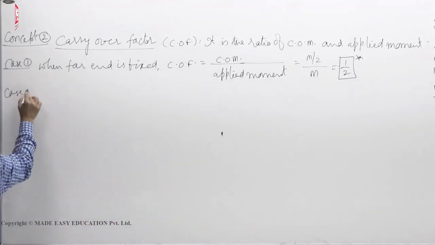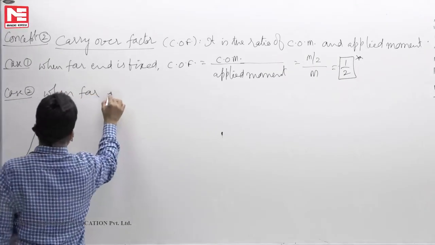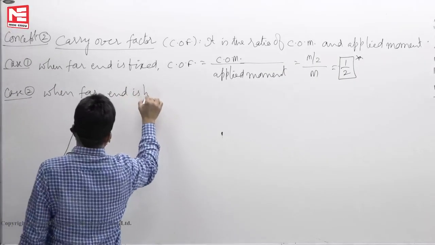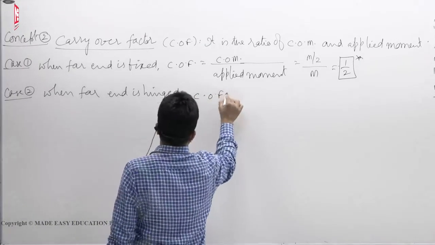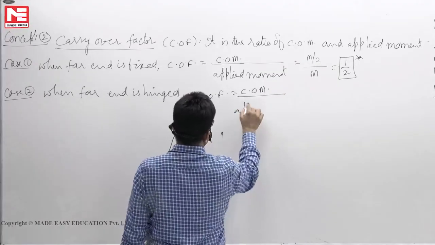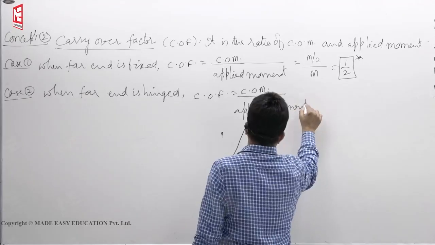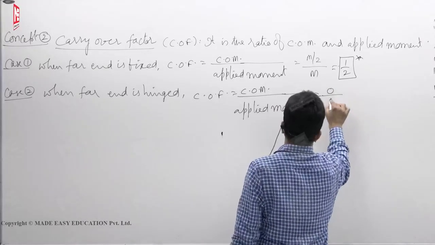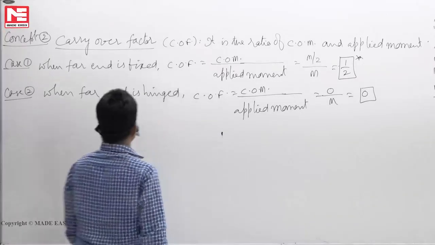Similarly, case 2, when the far end is hinged, carryover factor means carryover moment by applied moment. In this case, carryover moment is 0, applied moment is M. So carryover factor becomes 0.